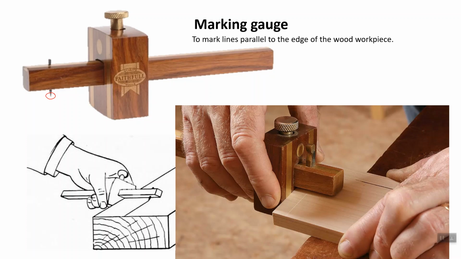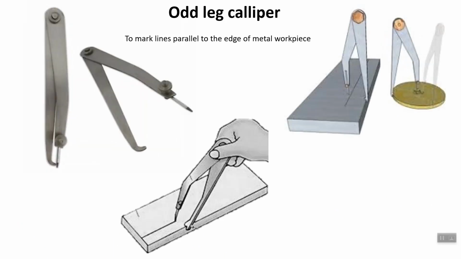This part is a moving part, which is called the stock. This part is called the stem, and this part is called the spur. And this is the marking part. So the marking gauge is used to mark parallel lines onto wood workpieces. Another instrument has the same function but for metals, and it is called the odd leg caliper.